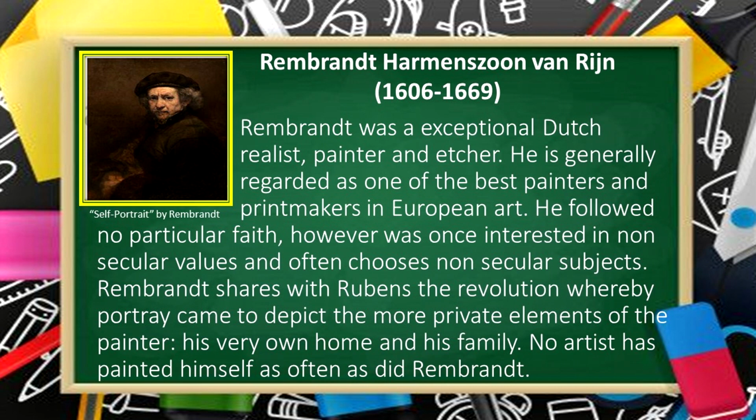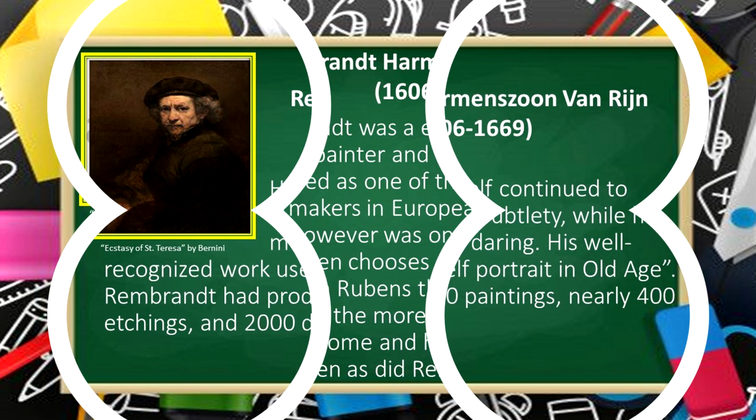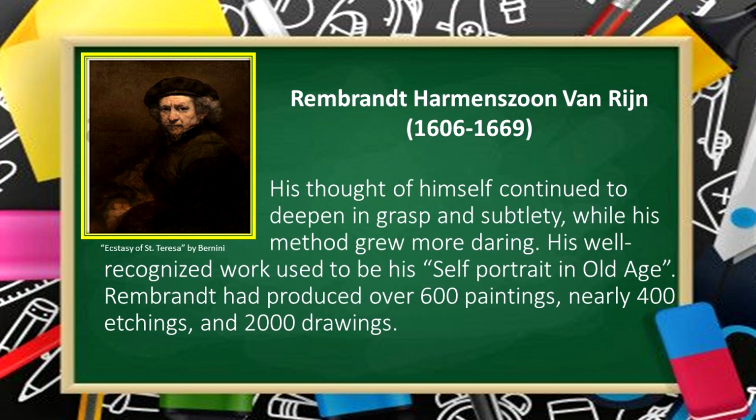Rembrandt Harmenszoon van Rijn, 1606 to 1669. Rembrandt was an exceptional Dutch realist, painter, and etcher. He is generally regarded as one of the best painters and printmakers in European art. He followed no particular faith, however, was interested in spiritual values and often chose spiritual subjects. His well-recognized work was his self-portrait in old age. Rembrandt had produced over 600 paintings, nearly 400 etchings, and 2,000 drawings.